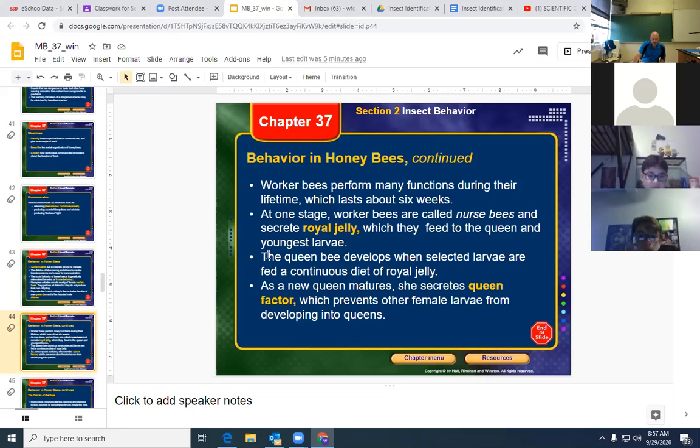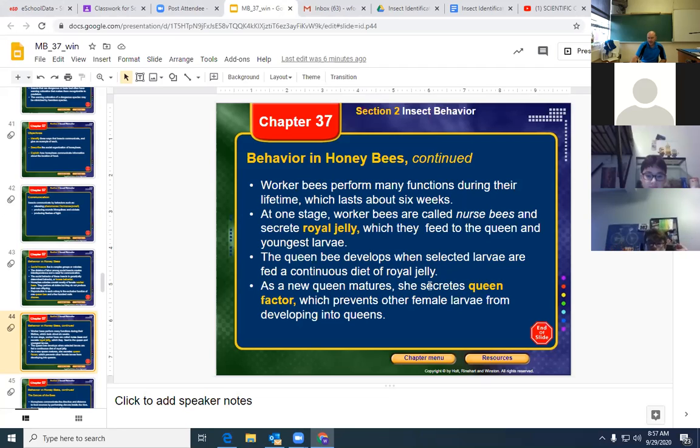Now, the way they pick a queen is the selected larvae are fed a continuous diet of royal jelly. So in other words, guess what's in that royal jelly? Certain hormones. And they can literally change the larva into a queen. Now, they don't want to do that with more than one queen because then the queens will fight, the hive will split. That's not a good thing. So if there is a queen, after a certain amount of time, they'll stop feeding the larva royal jelly and they'll just feed them regular honey. And then those will just grow into regular worker bees.